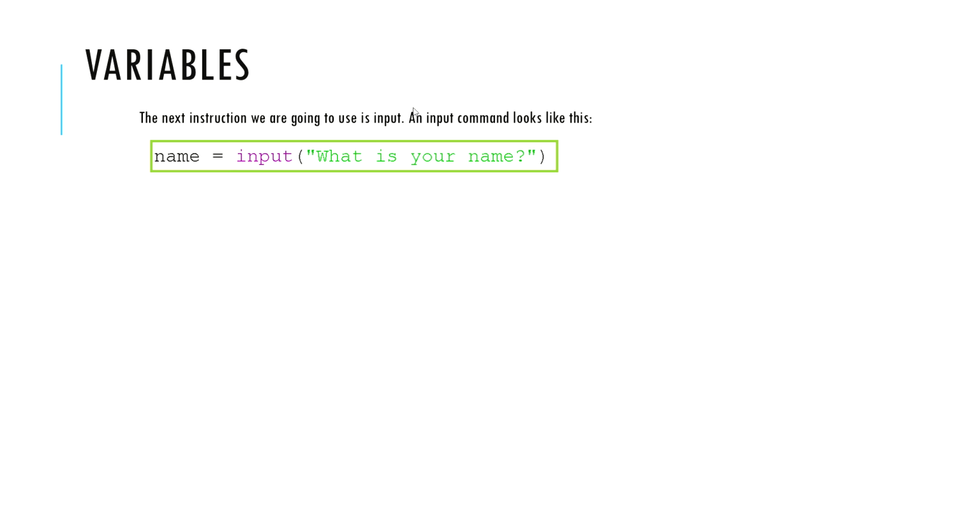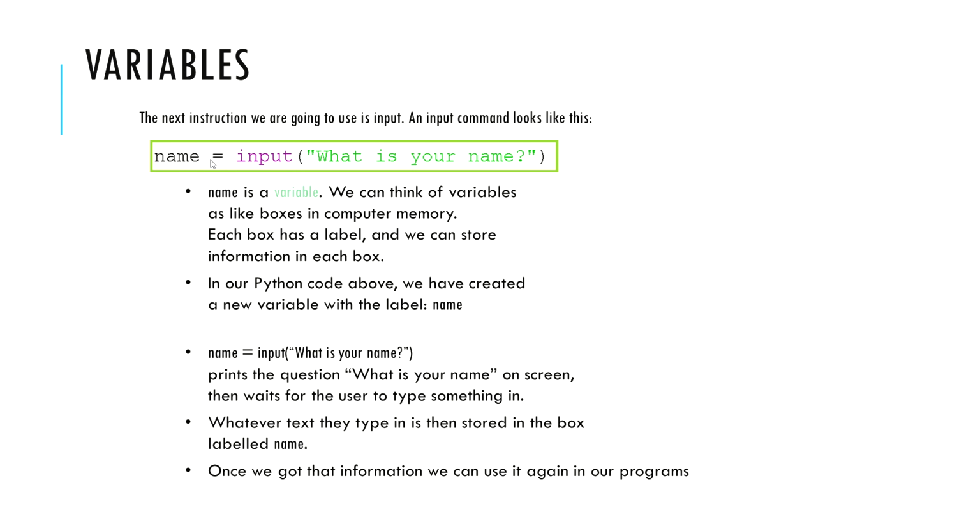Next up, we're on to our Python. Our new bit for Python is variables. So the next instruction we use is input. The input command looks like that: name equals input, what is your name? Now, input lets people type an answer in, or type something in, and that name bit there is a variable.